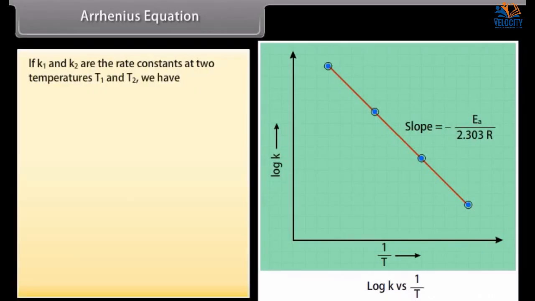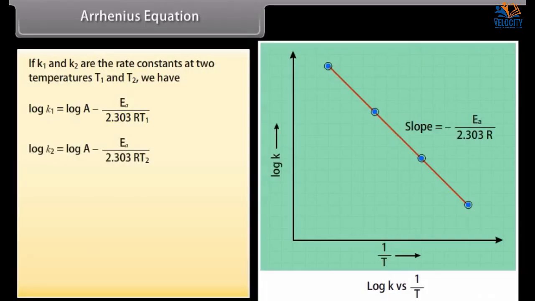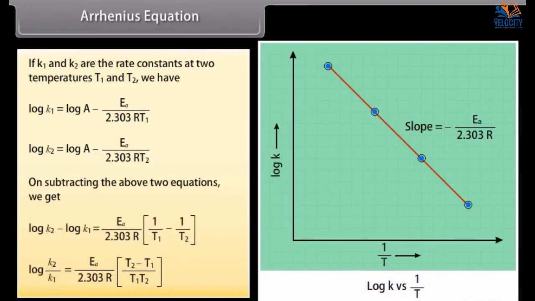If k1 and k2 are the rate constants at two temperatures T1 and T2, we have log k1 = log A - Ea/(2.303 RT1), and log k2 = log A - Ea/(2.303 RT2). On subtracting the above two equations, we get log(k2/k1) = Ea/(2.303 R) multiplied by (T2 - T1)/(T1 T2).